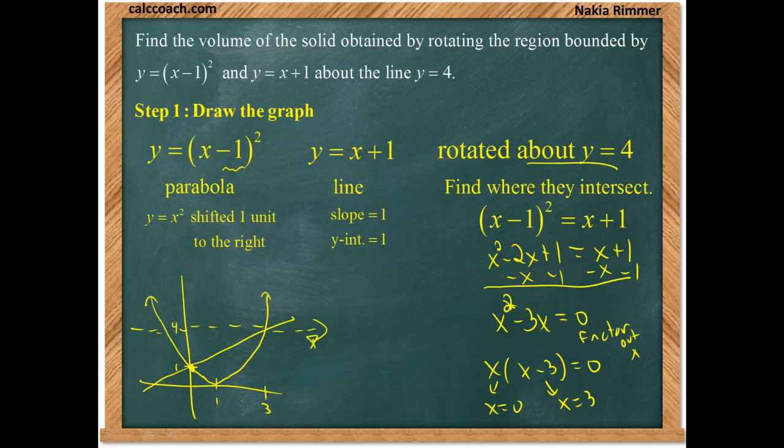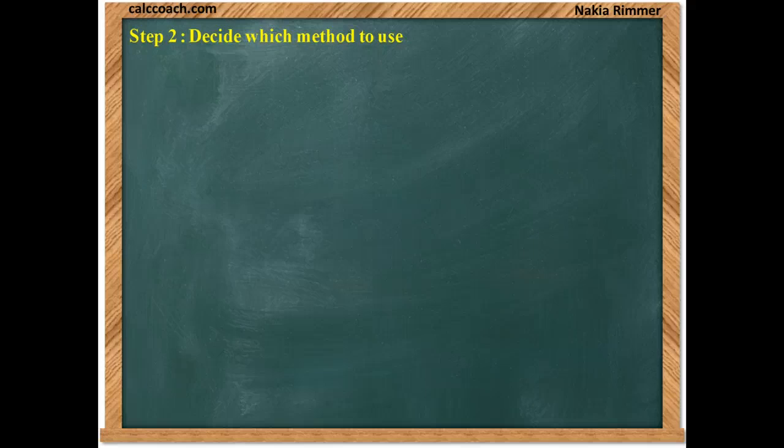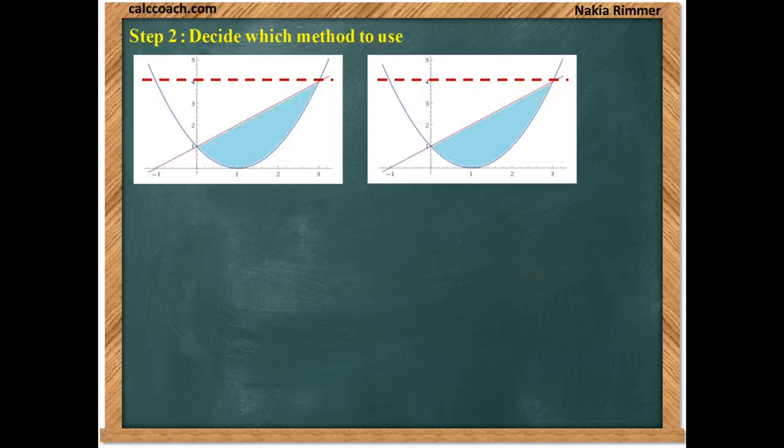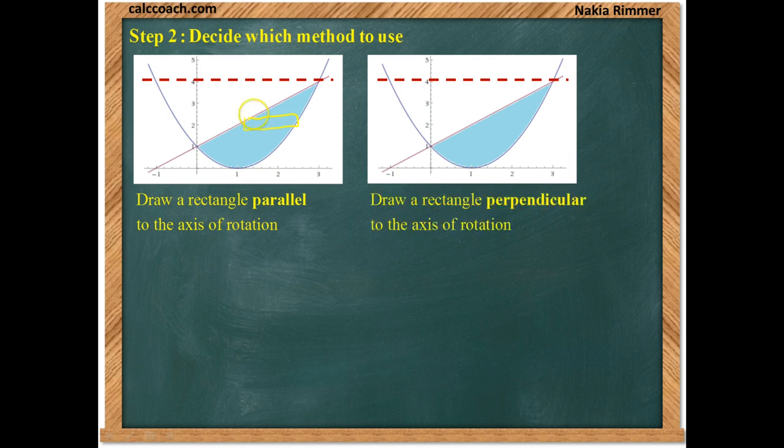Now we need to move on to step 2. We need to decide which method to use. Let's put two of the same drawings. The way you decide is by going through the beginning process of setting up both. With one, you want to draw a rectangle that is parallel to the axis of rotation. And with the other, you want to draw a rectangle that is perpendicular to the axis of rotation. When you're parallel to the axis of rotation, you'll be doing the shell method. When you're perpendicular to the axis of rotation, you'll be doing either disc or washer. Based on the fact that there is a gap here, that tells us it's going to be washer.